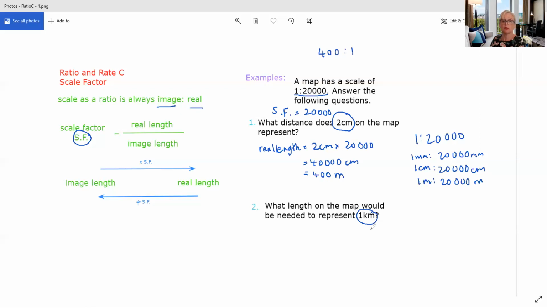Now we're thinking about going back the other way. So now we're saying, okay, in real life we have a length of 1 kilometre. What length would we need on the map? Okay, so the image length is going to be our 1 kilometre divided by 20,000. Now, that's going to give us in kilometres a very small number, isn't it? If we do that on our calculators, we'll see 1 divided by 20,000 is 0.00005.